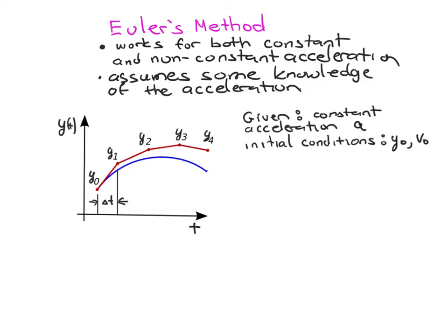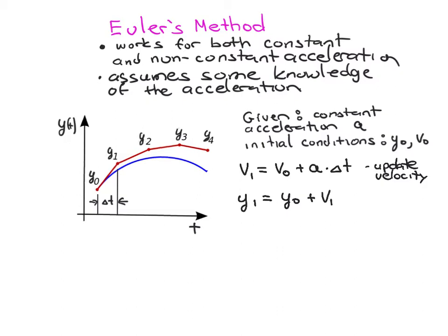So when you go to time 1, the velocity is going to have changed. The velocity at time 1 is going to be the initial velocity plus a times delta t. And we're going to say that we've updated the velocity. And now the position, the updated position, y1, we're going to write as the initial position plus this new velocity, v1, times delta t. And we're going to say that this formula, this line here, updates the position.